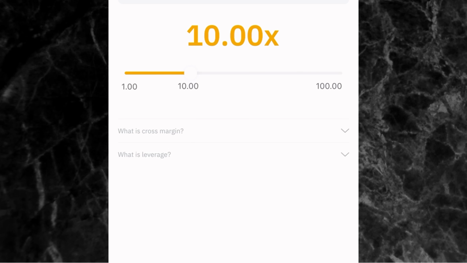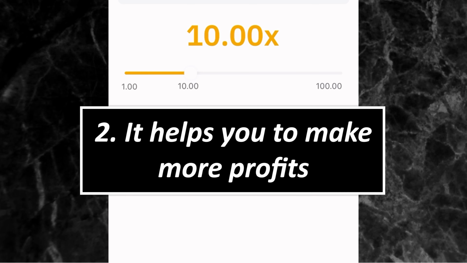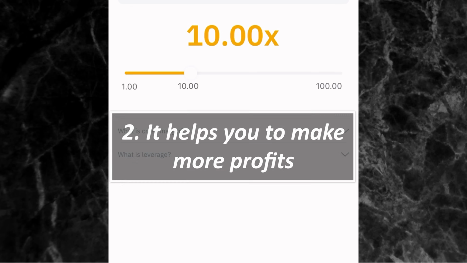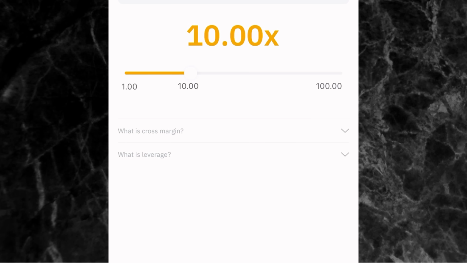Now the second advantage of leverage is that it helps you to make more profit, which is where I want you to pay attention. Let's say for example you are going into this trade with 10x leverage, and remember we are trading ETH USDT. Now let's say the price of ETH moves up by 1% on the chart, just 1%. That means that you are going to be making 10% profit. If it moves up by 2%, you are going to be making 20% profit.